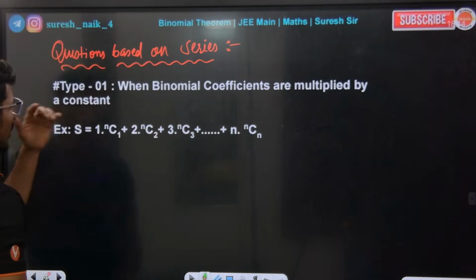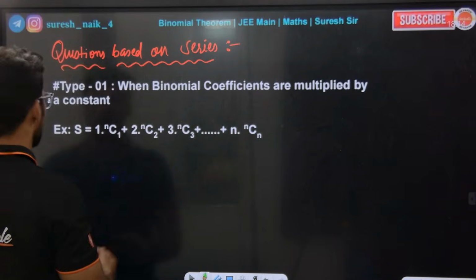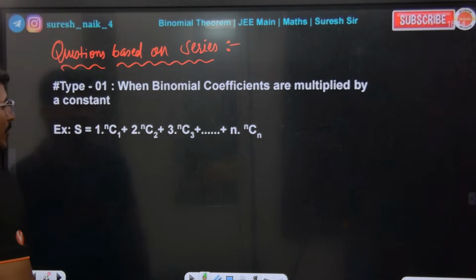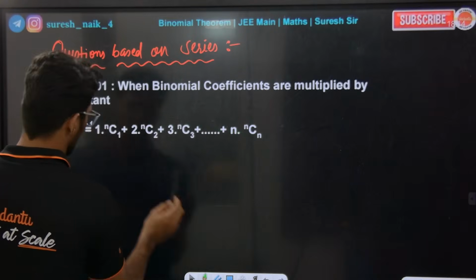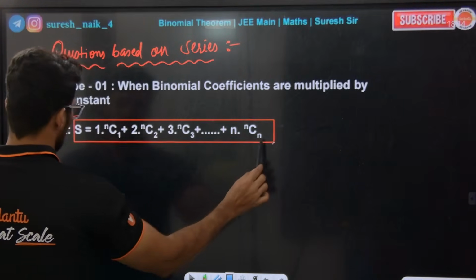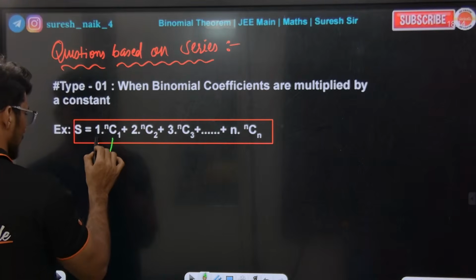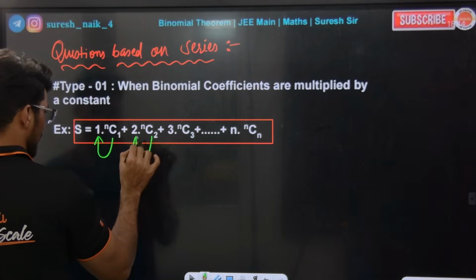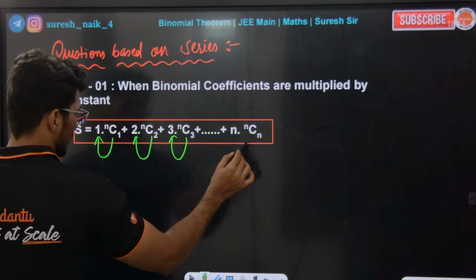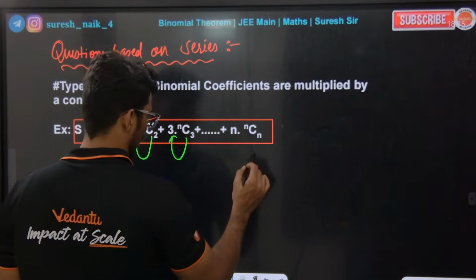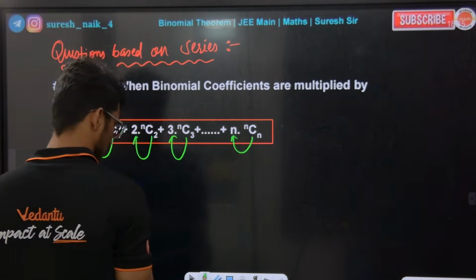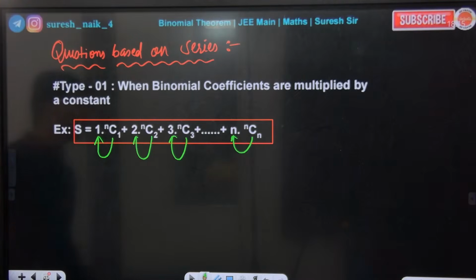Type 1. When binomial coefficients are multiplied by a constant. When all the binomial coefficients are multiplied by a constant, see, for example: the binomial coefficient multiplied with 1, the binomial coefficient multiplied with 2, the binomial coefficient multiplied with 3, and the binomial coefficient multiplied with n. Are you getting the point? So these binomial coefficients are multiplied with a constant.